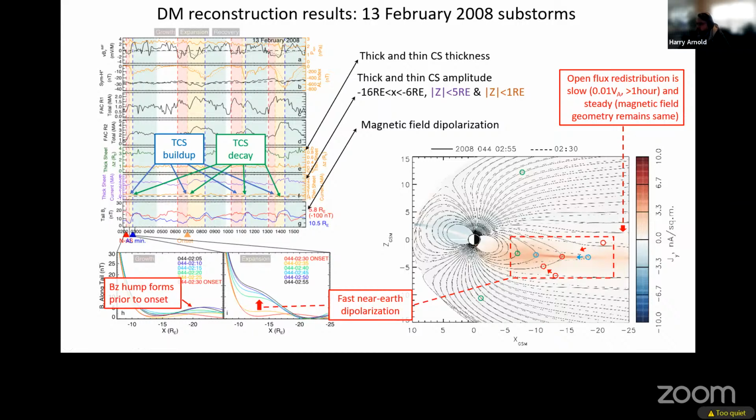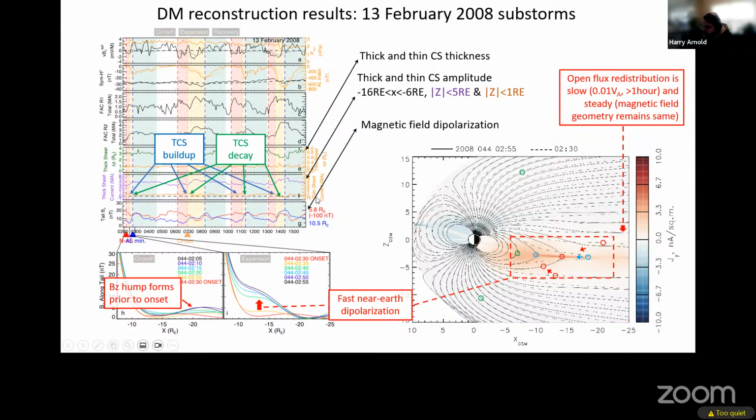One aspect to these reconstructions, though, is that they use 2 different current sheets in the magnetotail. They use a thicker current sheet and a thin current sheet, which is required to be thinner than the thick current sheet. What's interesting when they do this is that for pretty much every substorm, during the growth phase, you get this buildup of the thin current sheet. And then during the expansion phase, the thin current sheet decays. You can see that in this orange line here.